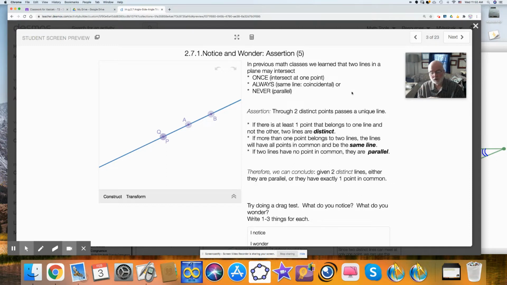And if two lines have no points in common, then they will be parallel. Therefore, we can conclude, given two distinct lines, they are either parallel or they intersect once. So try doing a drag test. Maybe you move point A. See, these still intersect at one point. Maybe you move it around until they're parallel. And then tell me, what do you notice and what do you wonder?